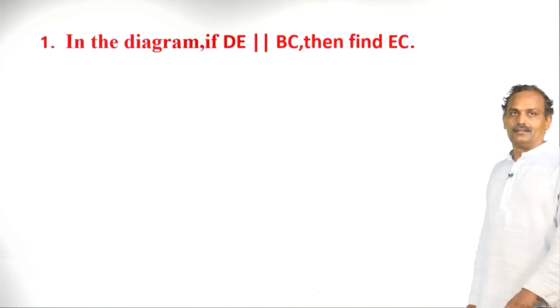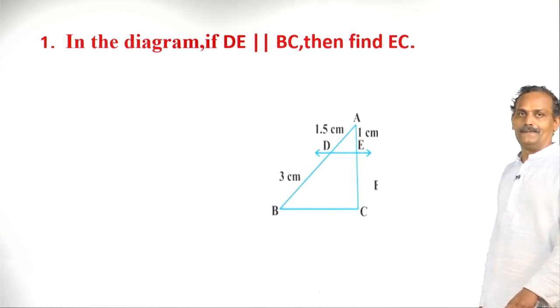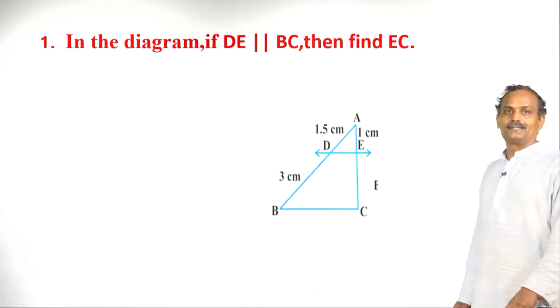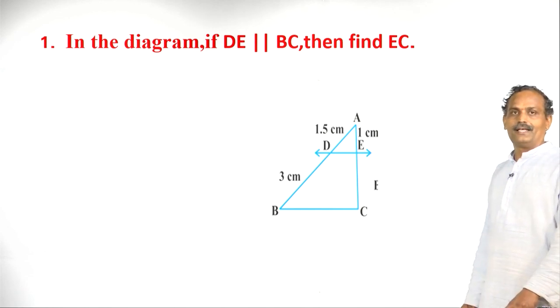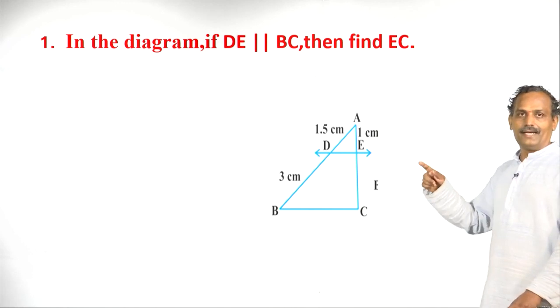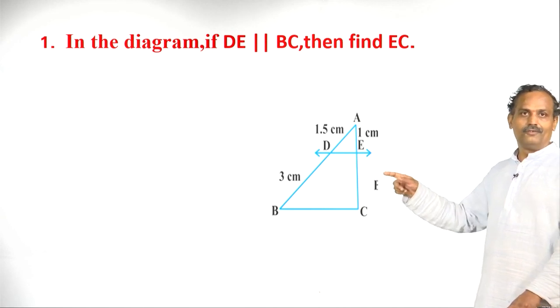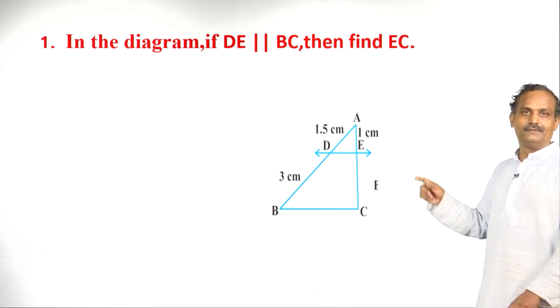So let us consider the first problem. In the diagram, if DE is parallel to BC, we have to find EC. Before going to solve the problem, let us read the diagram. In this diagram, AE is 1 centimeter, AD is given as 1.5, and DB is 3 centimeters. We have to find this EC.